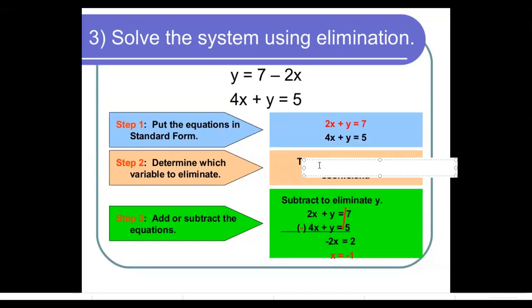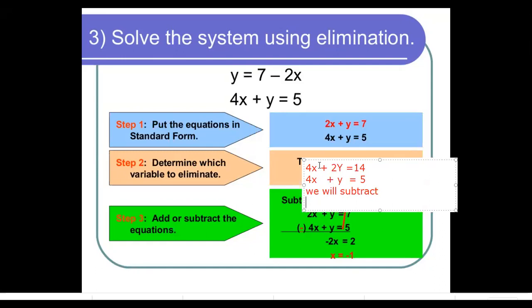So if we multiply the first equation by 2, it will be 4x plus 2y equals 14. What is the second equation? It's 4x plus y, I didn't change anything, equals 5, right? In this case, are we going to add or subtract? We will subtract. Why? Because we have the same value, the same number, so we will subtract.